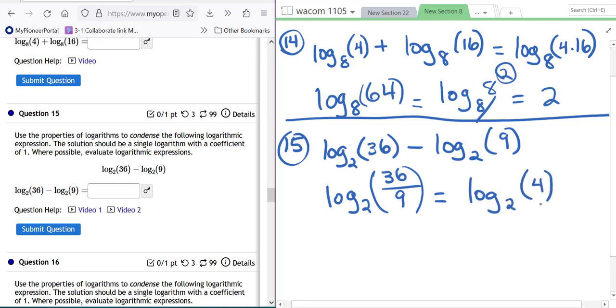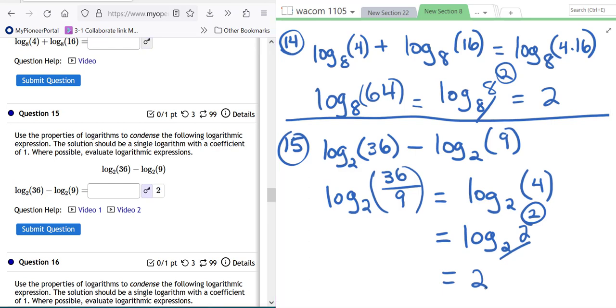And 4 is a number that you can rewrite as 2 to a power. It is 2 squared. And these are the same, so the answer is 2. So that is one that would simplify.